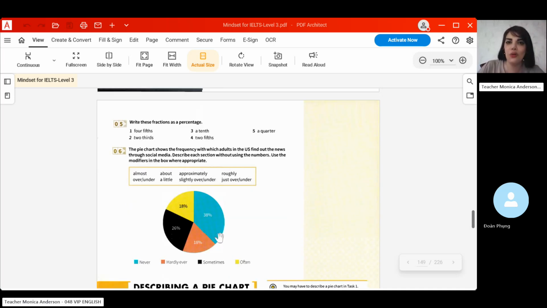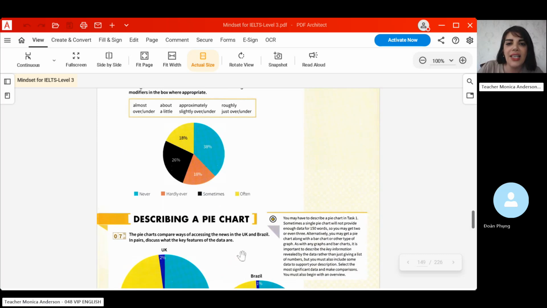Now we're going to know what's the difference between almost, approximately, slightly. The pie chart shows the frequency with which adults in the US find out the news through social media. Describe each section without using the numbers. So we need to use fractions. You use the modifiers in the box where appropriate. So let's see. We have never, hardly ever, sometimes, and often.